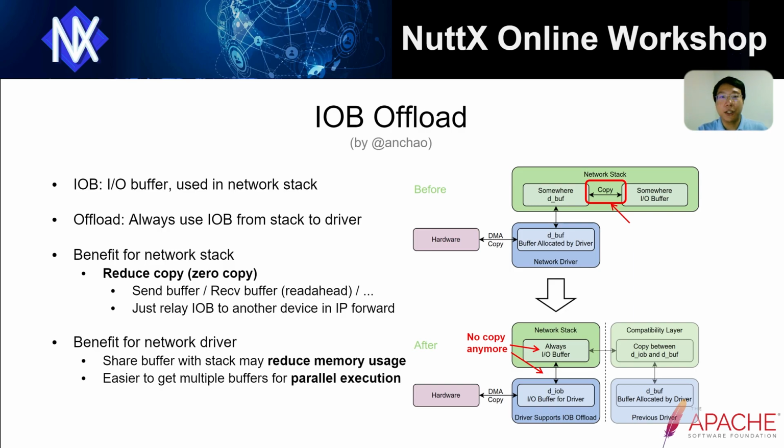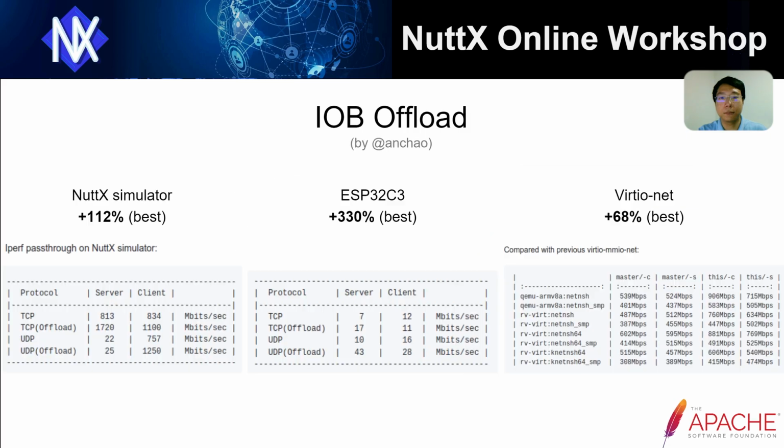On the driver side, sharing buffers instead of allocating its own buffer may reduce memory usage in some cases. And it's easier for the driver to get multiple buffers for parallel execution. By the way, we also have a compatibility layer for previous drivers to keep working correctly under the new structure. The LB offload has been applied to several network drivers like the simulator of NuttX, the ESP32, and the virtual I/O network driver. And we may see significant improvements in each case.